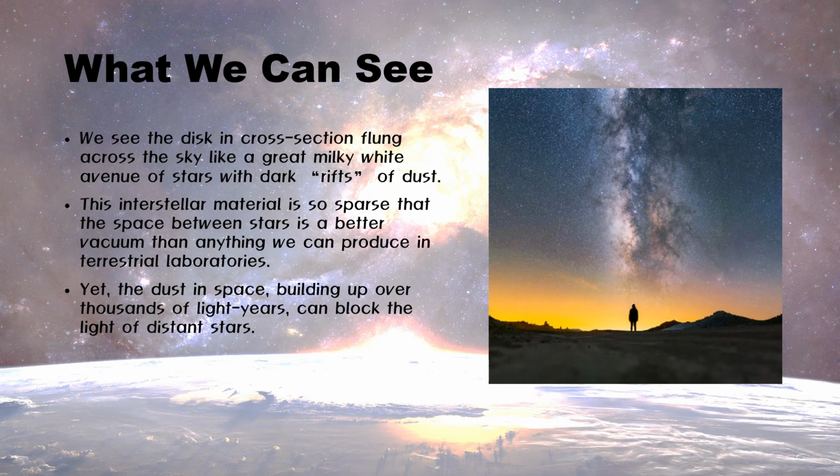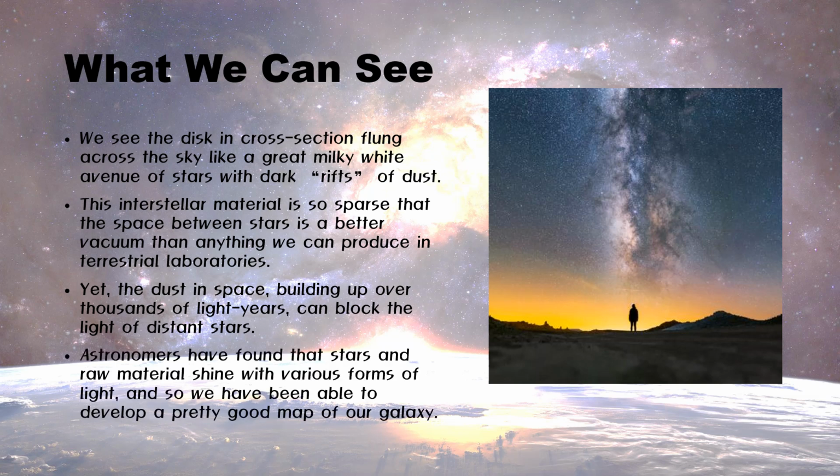Yet, even though there's all that space, the dust builds up over thousands of light years. So you have a particle here, a particle there, and it all builds up. That can block the light of distant stars. So astronomers have found that stars and raw materials shine with various forms of light. And because they know about these different forms of light, we've been able to map and develop what our galaxy looks like.